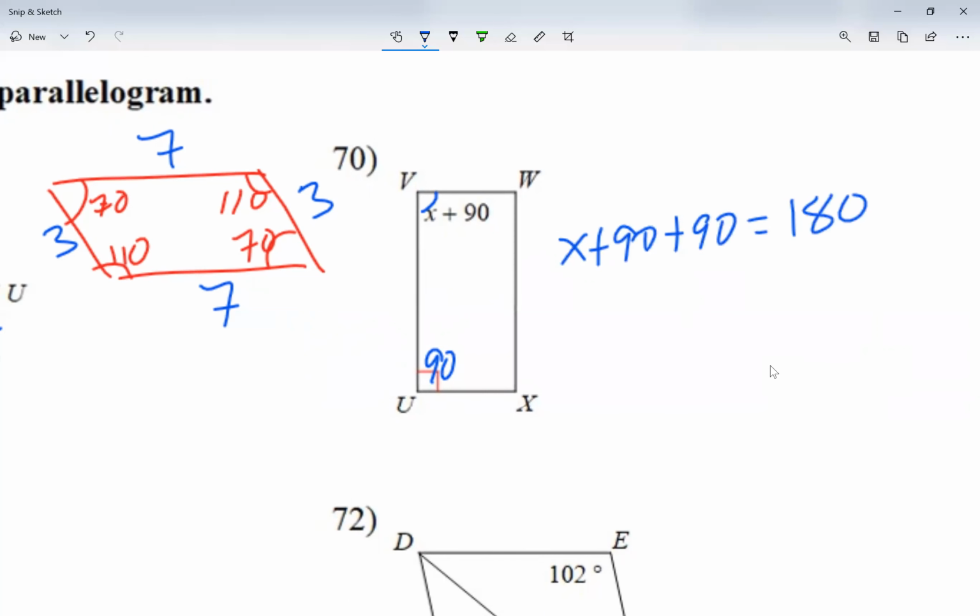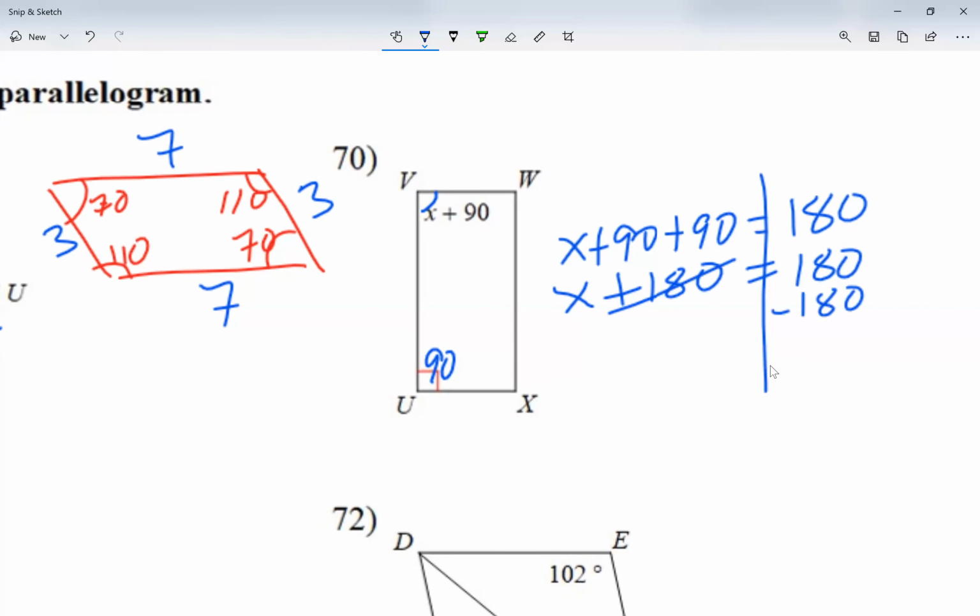Okay, I can easily solve for x here. Let me combine my like terms. On the left side, I have the x by itself. And then 90 plus 90 is 180. So I have x plus 180 equals 180. To get the x by itself, this plus 180, let me move it to the other side as a minus 180. So I get that x is equal to 0. 0 is a number, so that's fine. X is equal to 0.